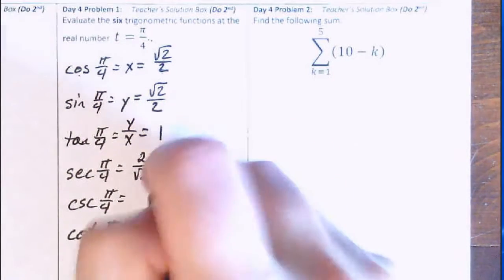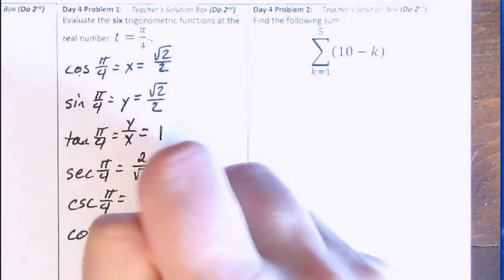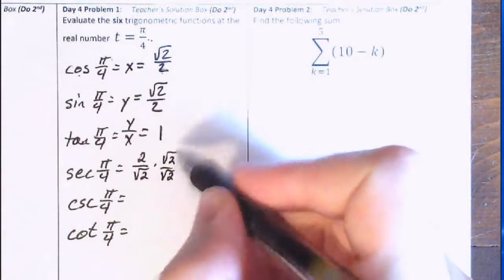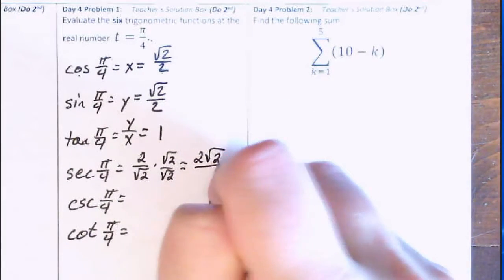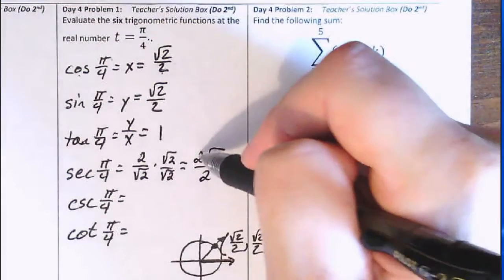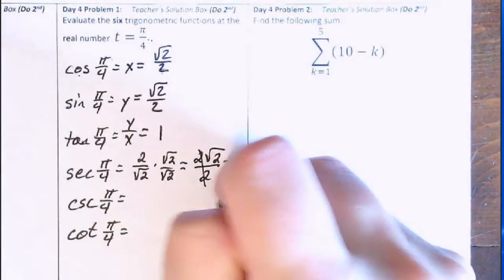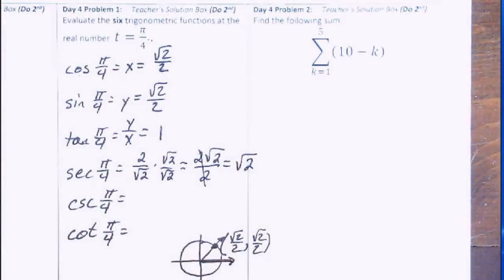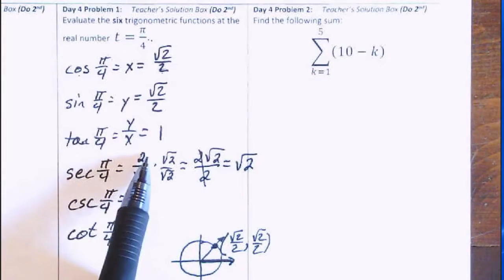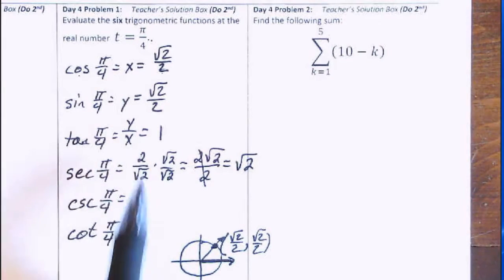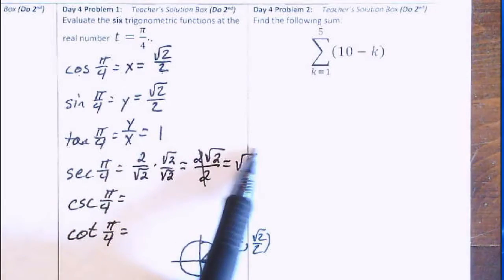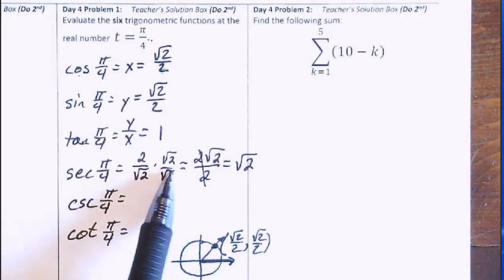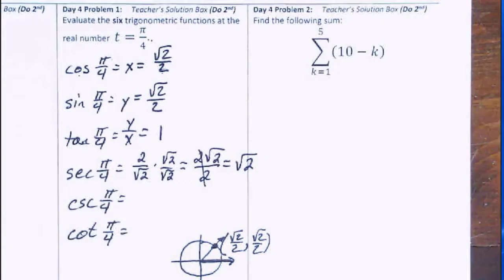And then let's rationalize the denominator by multiplying top and bottom by square root of 2. That creates 2 square root of 2 all over 2. And then notice how the 2's cross out, and we're just left with the square root of 2. When you have a number like 2 divided by the square root of 2, if you just recognize right away that it equals the square root of 2, that can save you having to do this work here in the middle. Okay, now let's do cosecant.